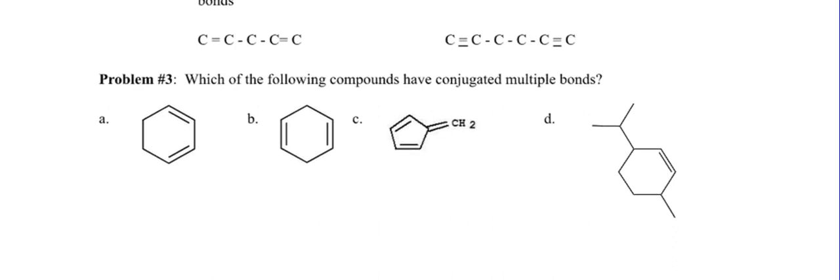So take a few moments out and make your choices. All right, did you say A? Yep, it has alternating. B does not. This would be your isolated, all right, because you have 2 single bonds between the double bonds. This one, notice you have double, single, double, single, double. Yeah, that is. And this one only has 1 multiple bond anyway, so that doesn't count, okay?